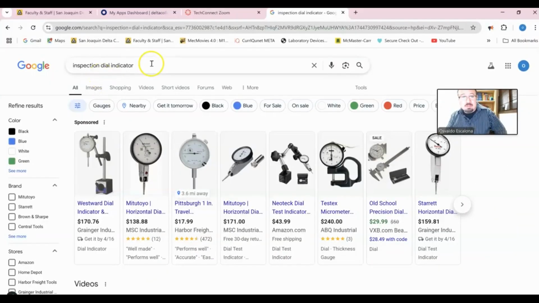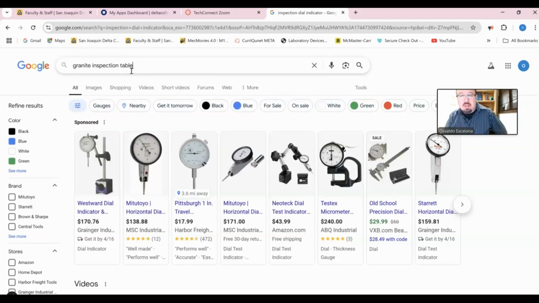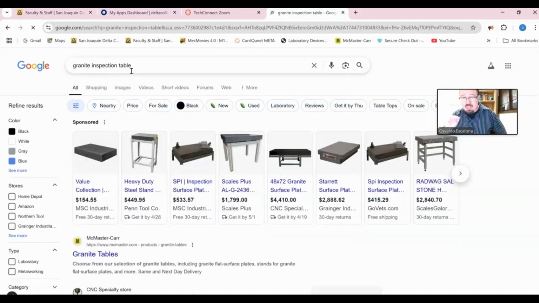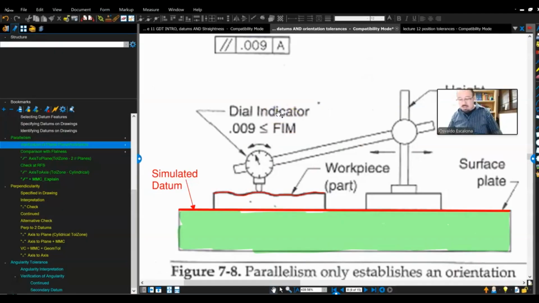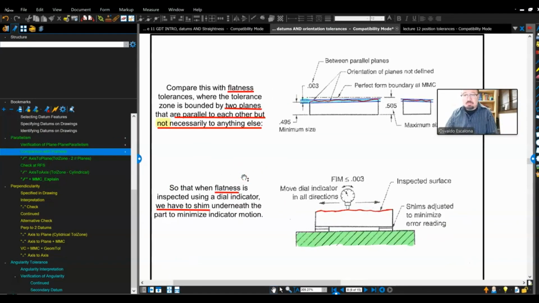Professor Escalona, what's a granite table? Hopefully it doesn't crash again. Granite inspection table. Boom. It is just a table that is super smooth, like baby smooth, made out of granite, kind of like your counter in your kitchen. But it is super smooth, and usually it has flatness within 1/10,000th of an inch.